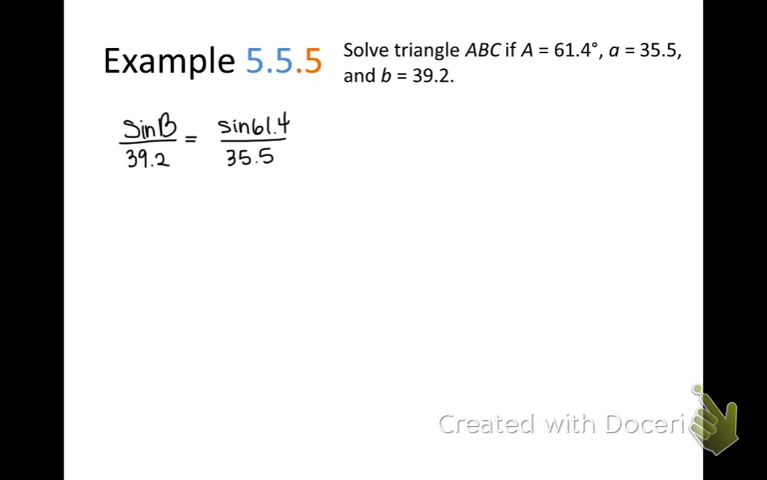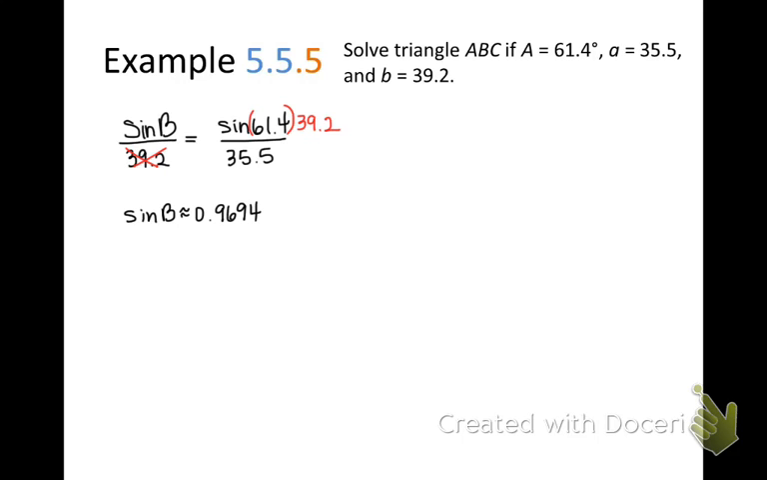Again, our first step is going to be to remove the 39.2 from this side, keeping parentheses clear, by multiplying by 39.2. So we get that the sine of B is approximately 0.9694. I shouldn't really be using a full-on equal sign here; I should be using an approximation.